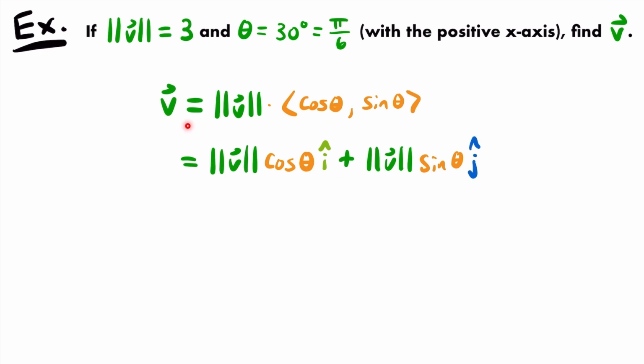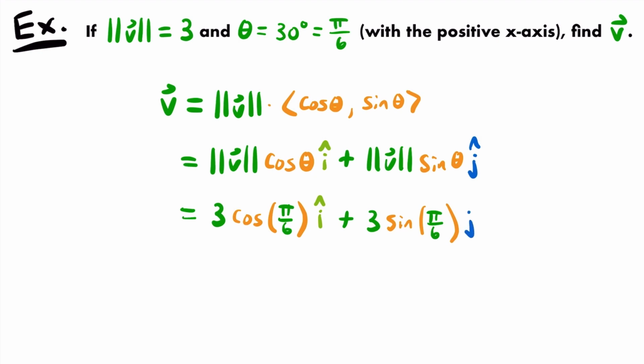Okay, so if we plug in our known values, and for the angle, I'm going to choose to use the angle in radians, not degrees. It's typically easier for us to work in radians, and so I'm going to choose to use pi divided by 6 instead of 30 degrees. So we'll have that this is equal to 3, right? That's the given magnitude of vector v, times cosine of pi divided by 6, and that's multiplied by vector i, and we'll add that to 3 times sine of pi divided by 6, and that is multiplied by vector j.